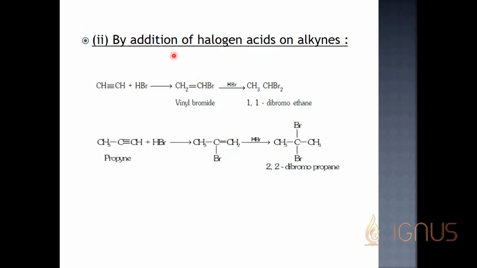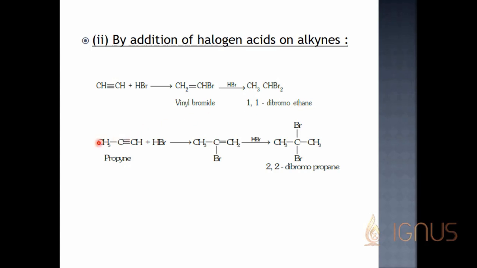Next, by the addition of halogen acids on alkynes. Here the reaction of halogen acids with the alkynes. You can see it's a symmetrical alkyne. When you add HBr to a symmetrical alkyne, it will give vinyl bromide. Again, if you add HBr, addition will take place according to Markovnikov's rule. Hence, you will be getting 1,1 dibromoethane.